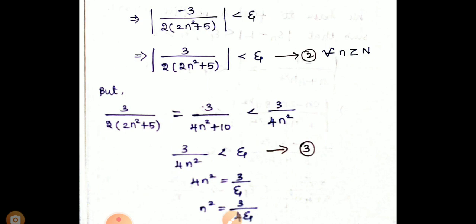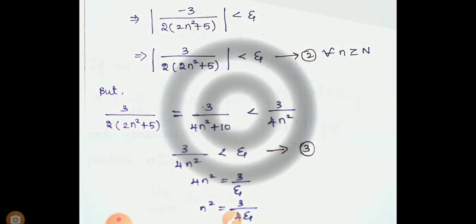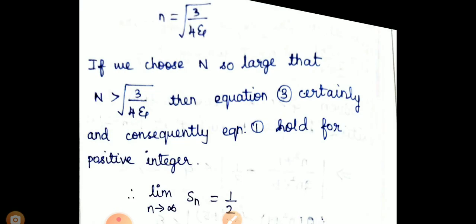Now 3 by 4n squared is less than epsilon as per the above schedule. Now this can be written as 4n squared equal to 3 by epsilon. We are taking the 3 to that side and keeping the 4n squared as itself. So 4n squared is equal to 3 by epsilon, or we can use less than or equal to. Now n squared equals 3 divided by 4 epsilon. Now n equals root of 3 by 4 epsilon. We know that epsilon is a very small quantity.